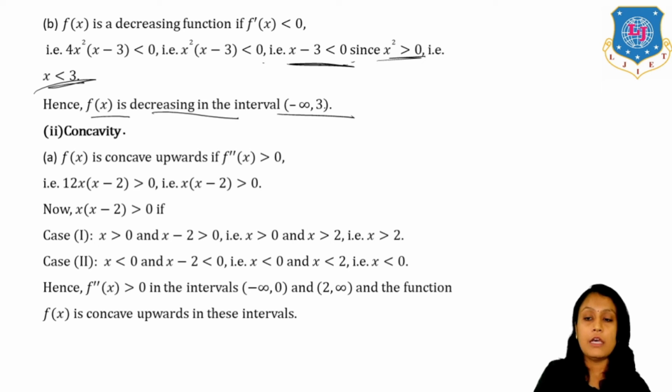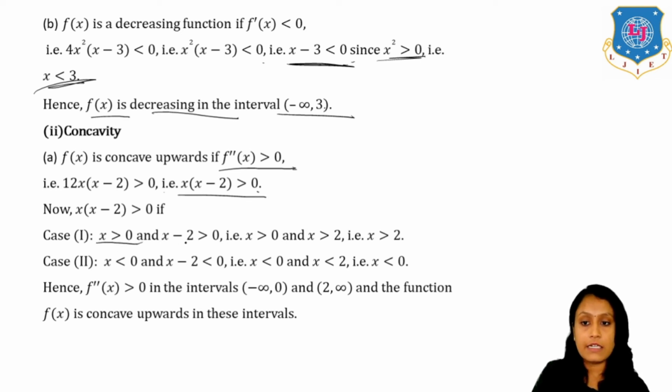Now we will discuss concavity. f(x) is concave upward if f''(x) is greater than 0. Now what is f''(x)? 12x (x - 2) greater than 0. So from this, x (x - 2) greater than 0. Now we want this. So there are two cases.